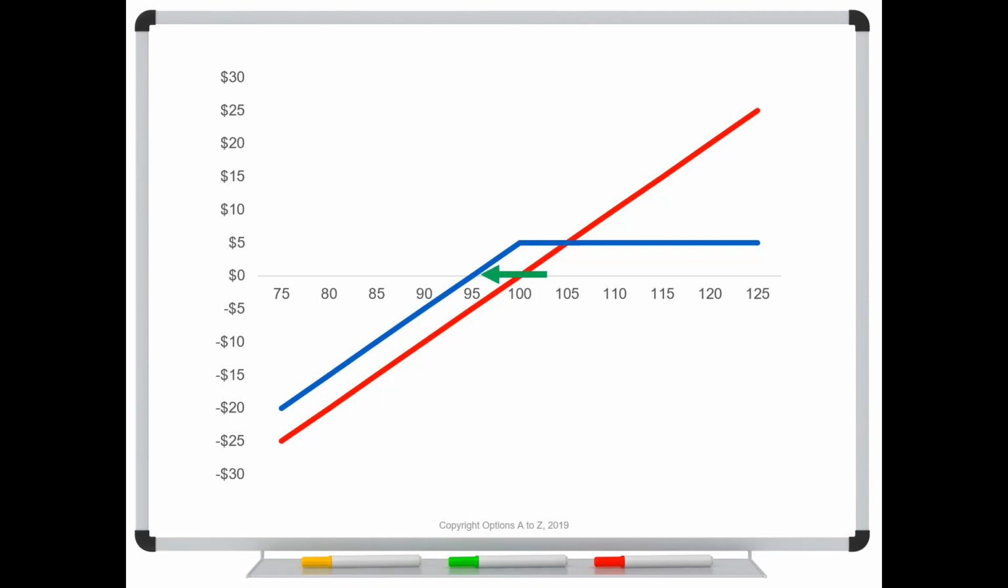When you buy shares of stock at 100, you need the stock at 100 just to break even. But by using the covered call, I could actually afford to have that stock fall down to 95. That's by the amount of the premium that I collected, and still just break even. So it gives me a little bit of a safety net underneath me. Now, there are trade-offs though.